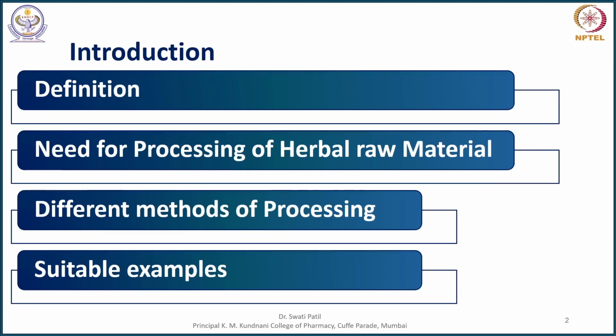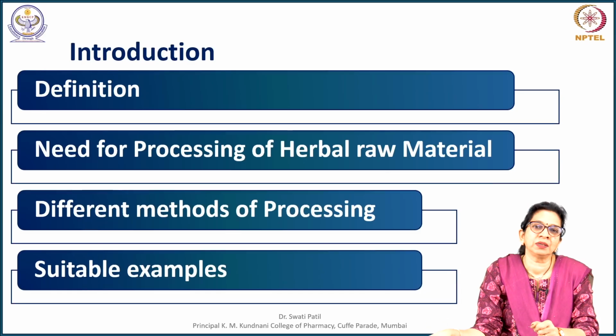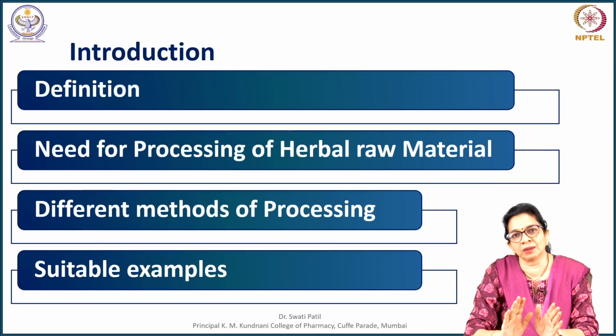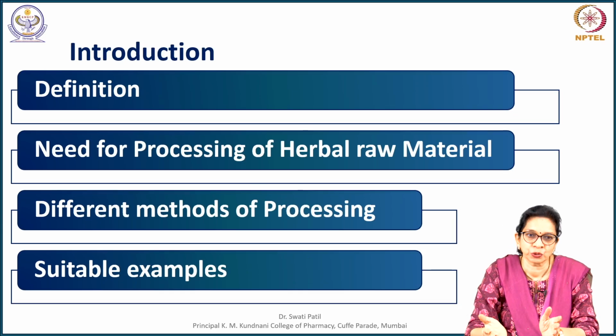Hello everyone and welcome to part 3 where we are going to see processing of herbal raw material. Herbal raw material is used in different forms. They may be direct plant parts, they may be extracts, they may be plant exudates.